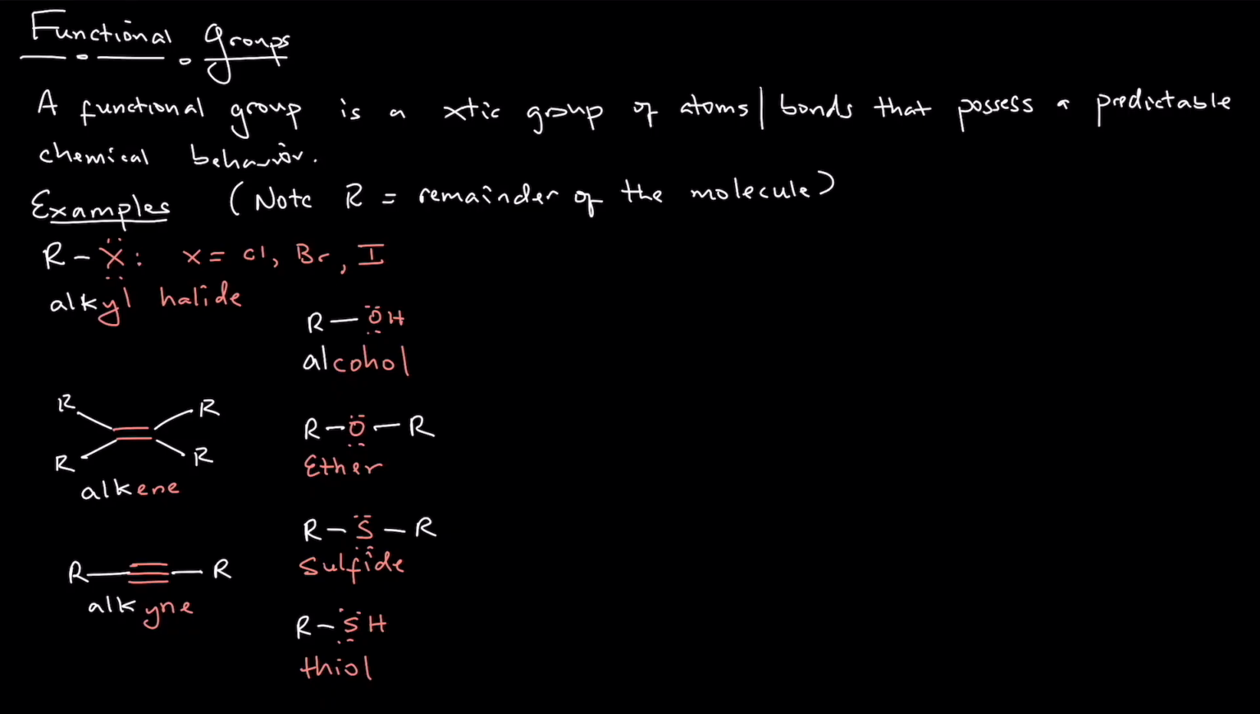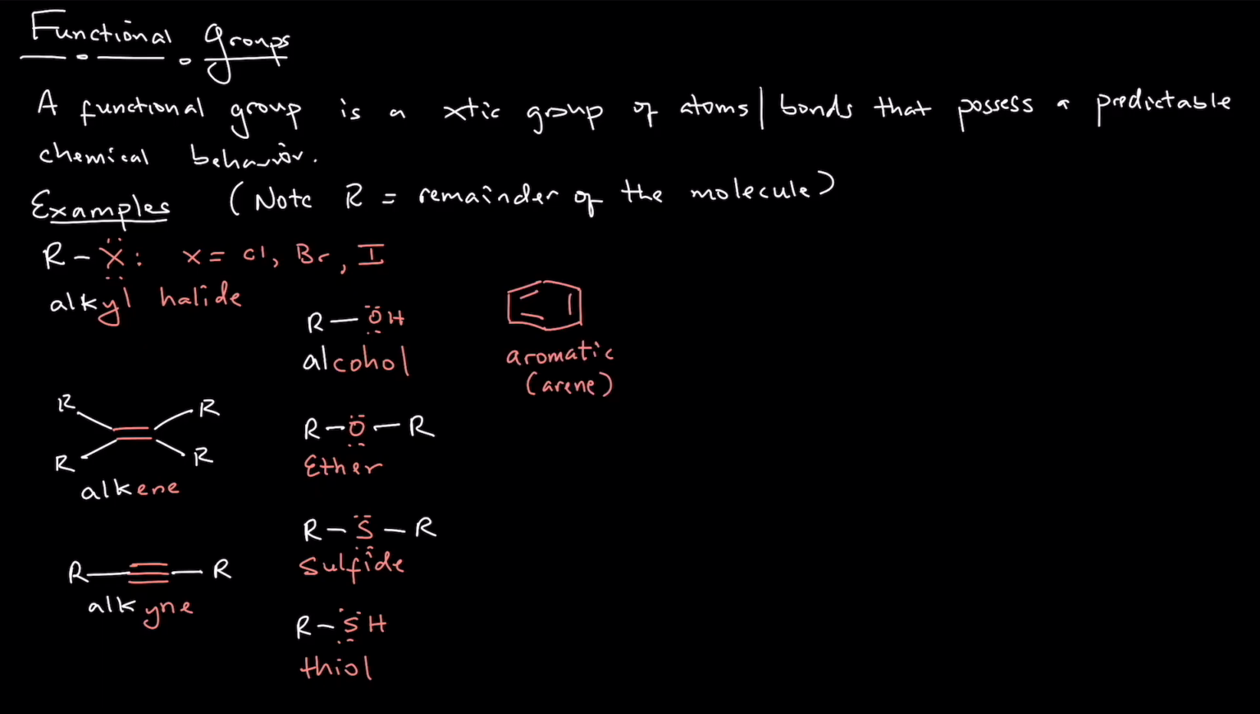Next, we have our bonds to oxygens and bonds to sulfurs. If you have a bond to an oxygen and the oxygen is bound to a hydrogen, that's called an alcohol. Okay, so we have these alcohol groups. If that bond to the oxygen is also bonded to another carbon, so an ROR functional group, we call that an ether. On the sulfur end, R bonded to sulfur, which is bonded to another R, is called a sulfide. And an R bonded to sulfur, which is bonded to a hydrogen, is called a thiol.